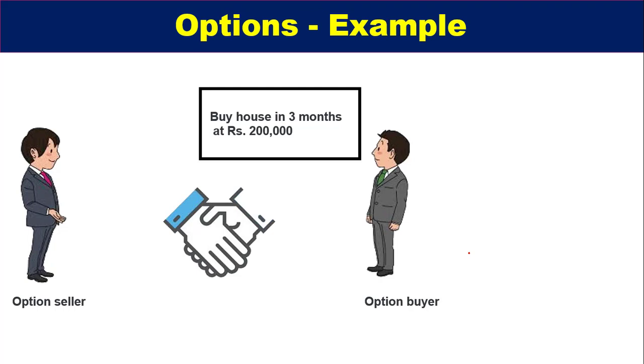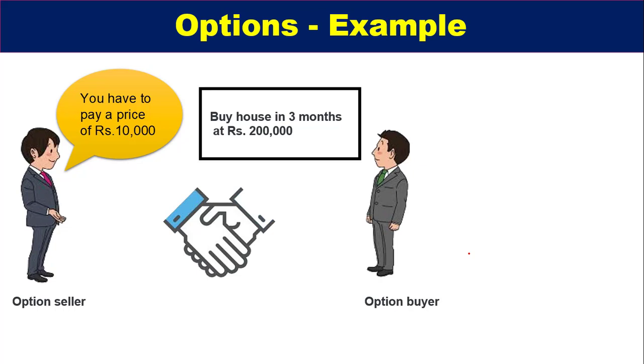But why will the option seller sell this house to the option buyer at rupees 2 lakh in 3 months? Because it may happen that in 3 months the cost of the house will increase too much. So why is he selling? The thing is, he has to receive some premium for that, and he set the condition that you have to pay a price of rupees 10,000 for this negotiated deal.